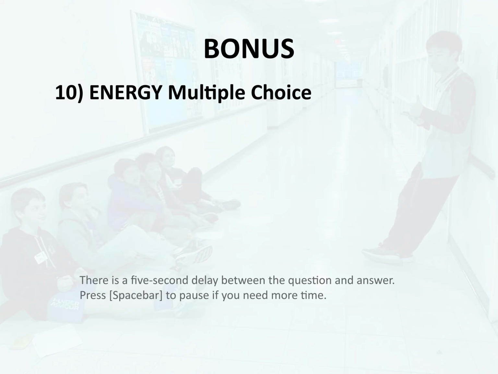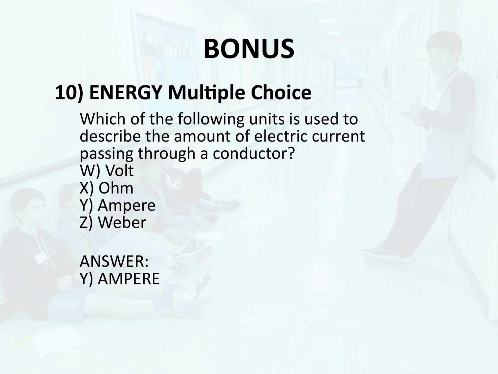Bonus 10. Energy multiple choice. Which of the following units is used to describe the amount of electric current passing through a conductor? W. Volt, X. Ohm, Y. Ampere, Z. Weber. Answer. Y. Ampere.